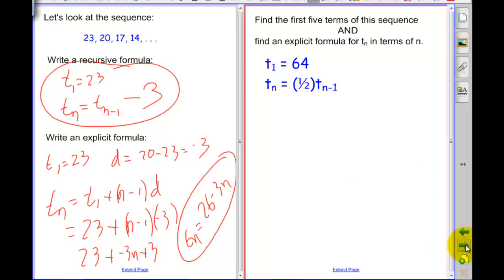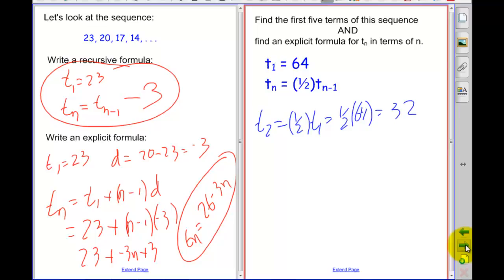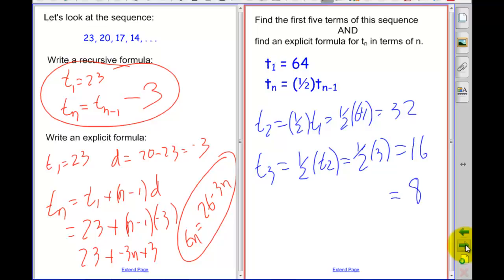Find the first 5 terms of this sequence and find an explicit form for T sub n in terms of n. So let's find the first 5 terms. Might as well do it explicitly. Here's the formula. We've got the first term, so the second term is 1/2 times the first term. 1/2 of 64 is 32. So the third term is 1/2 times the second term, and you get 1/2 of 32, and we cut it in half down to 16. And I think you see we just keep cutting it in half. So 64, 32, 16, 8, 4. There's our first 5 terms, right?